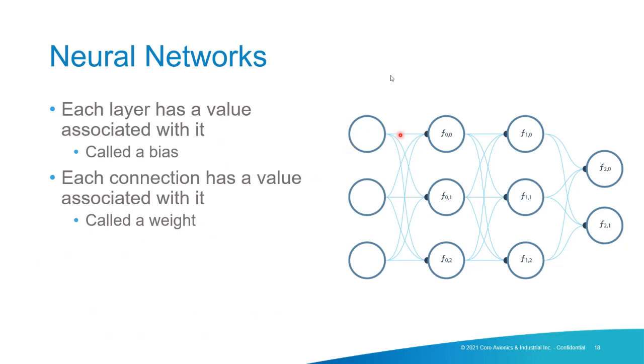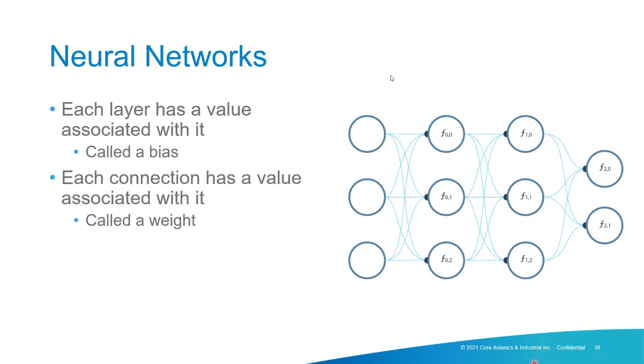So if we look at the neural network, we can see that there's a connection between these two nodes. There will be a weight associated with that. Likewise for this connection between these two nodes. Likewise for this one, and then this entire layer would have a bias associated with it. And that really explains the structure and representation of a neural network.